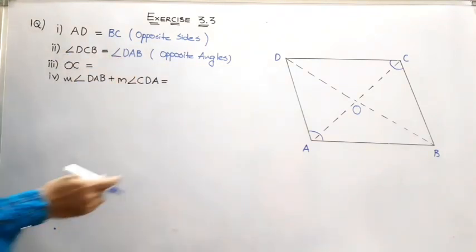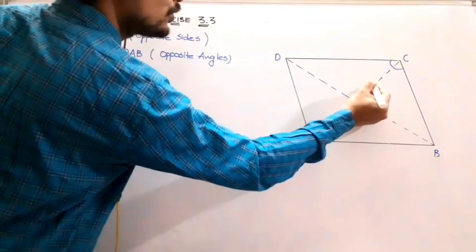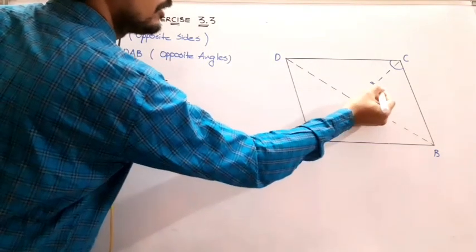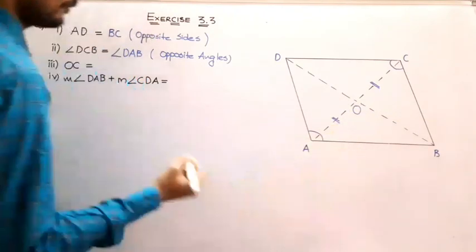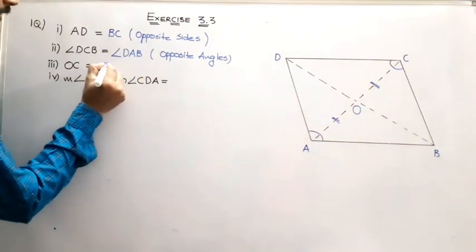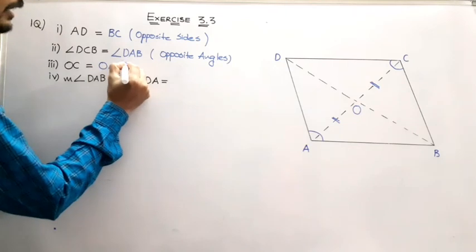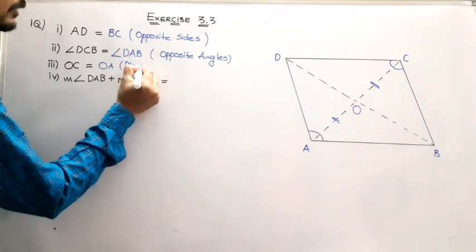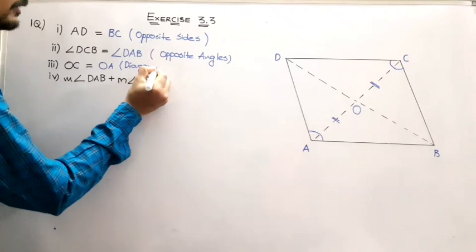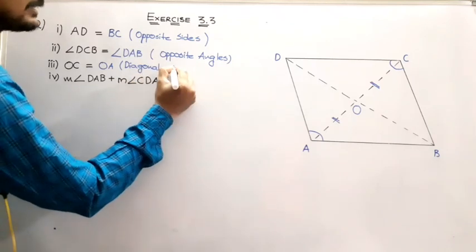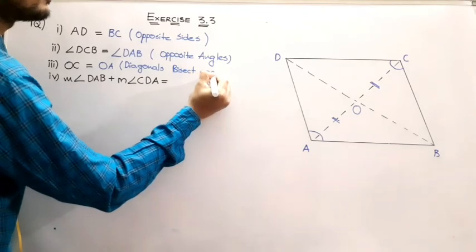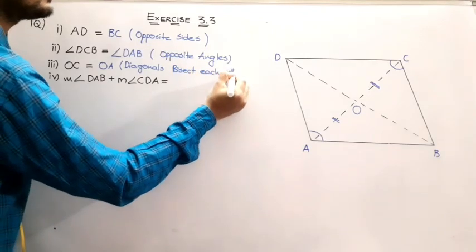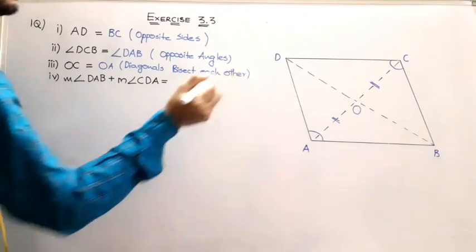Now, they are asking what is the length of OC going to be. Okay, length of OC is going to be equal to OA. Okay, reason is diagonals bisect each other. Okay, the diagonals bisect each other.